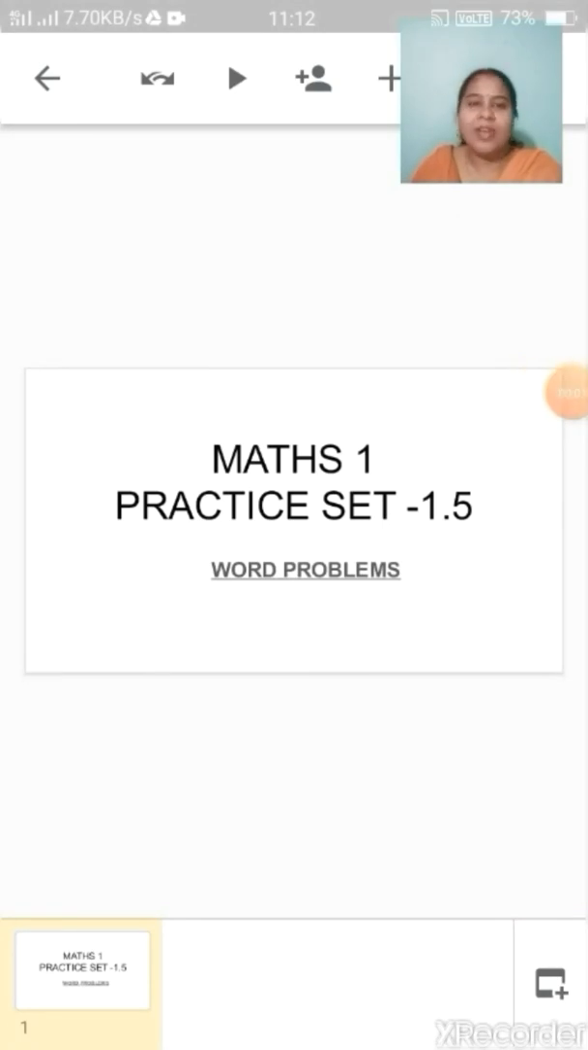Hello students, welcome back to our next online teaching session of Maths 1. In this, I am going to start with our last practice set of this chapter, that is linear equation in two variables. I'll start with practice set 1.5, and as you can see, I have written here word problems.